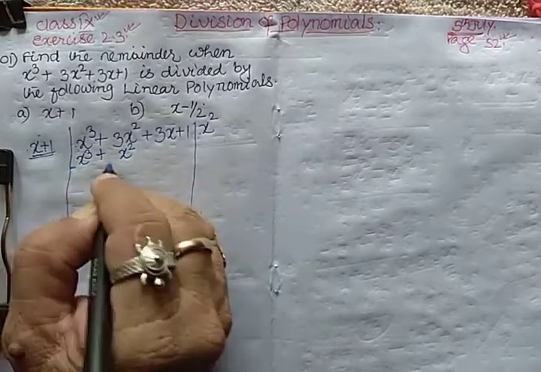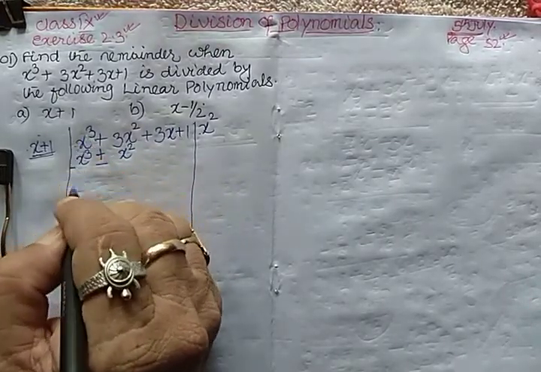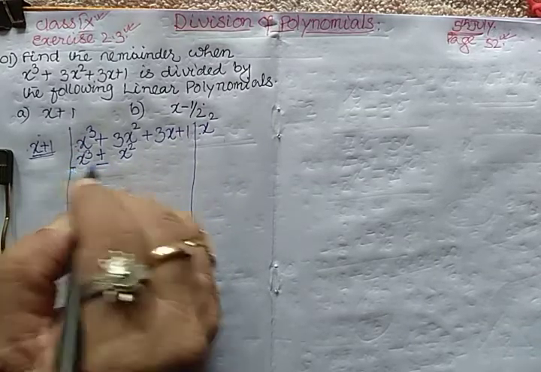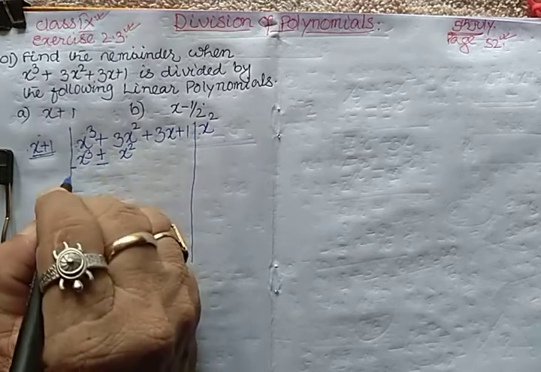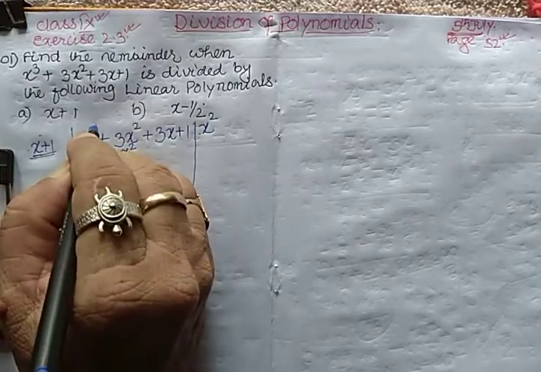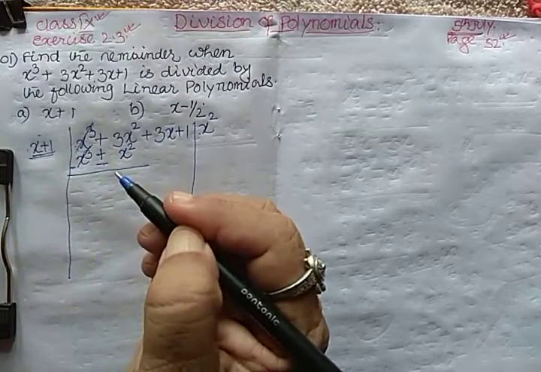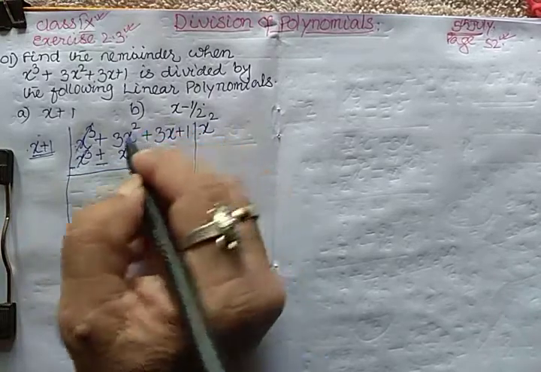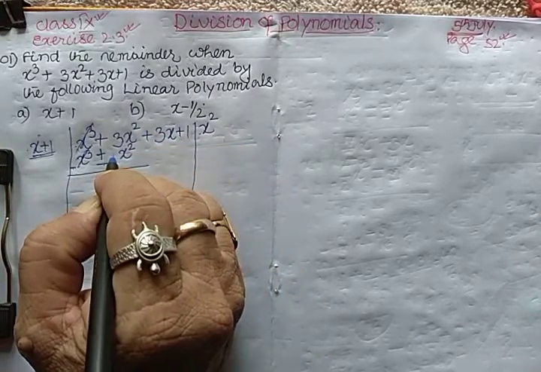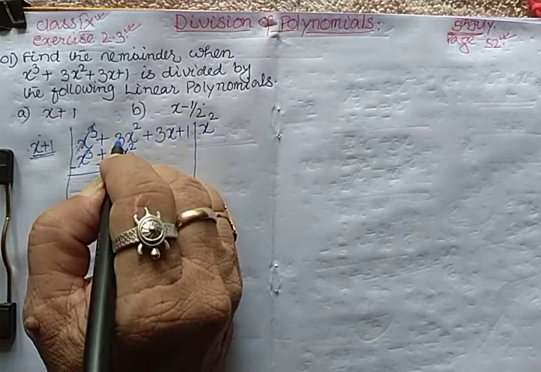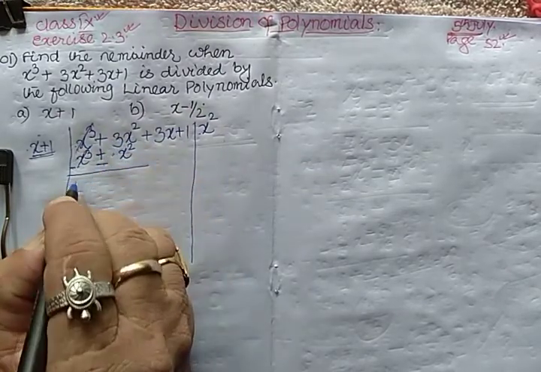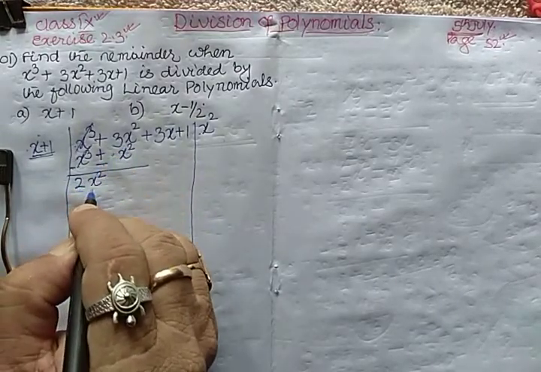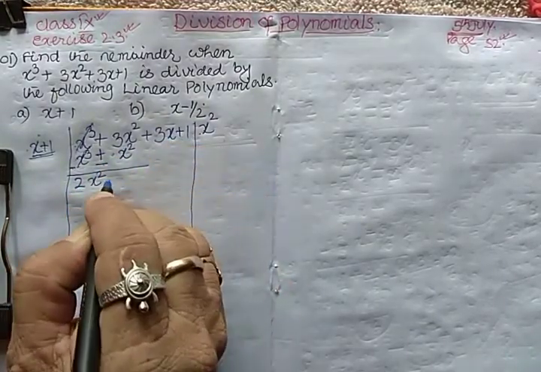Now you have to subtract. Before subtracting you have to change the signs. Here plus becomes minus, here plus becomes minus. So plus x cube and minus x cube cancel. And here you have 1 minus 1, here you have plus 3. 3 minus 1, 2 x square. I think you understood how you got this 2x square. Now you have to bring this 3x down.